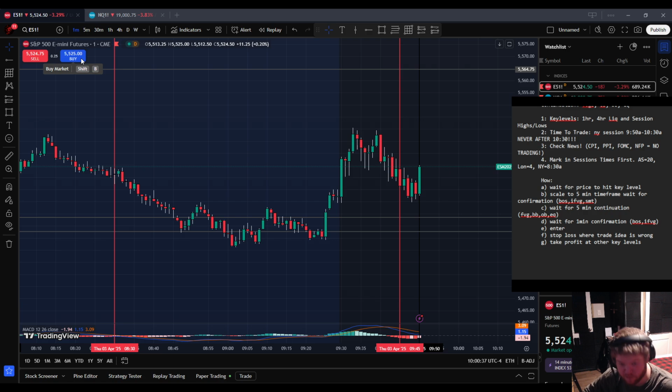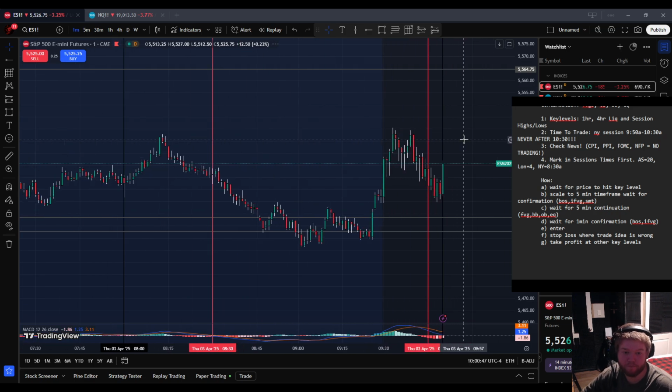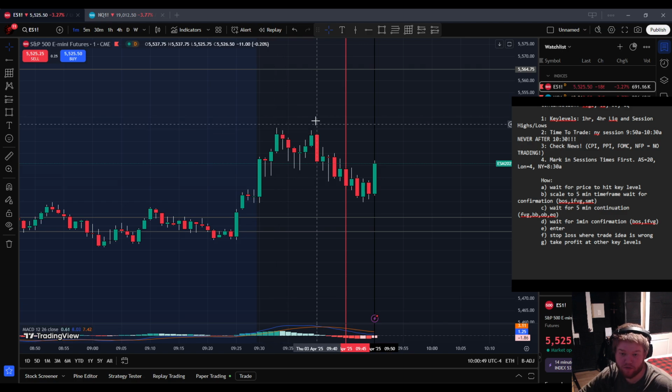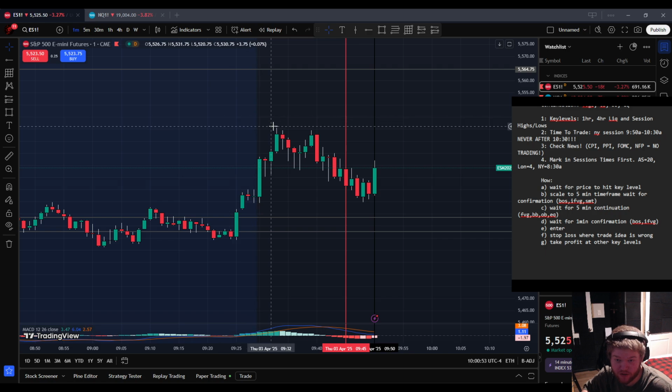Let's wait 2 candles, so 10 minutes. I want to see price go beyond this high here. That's when we're going to buy. Once it reaches above that, I don't care if it's closed or not. If it goes above this wick specifically, we're buying in and watching it soar higher.